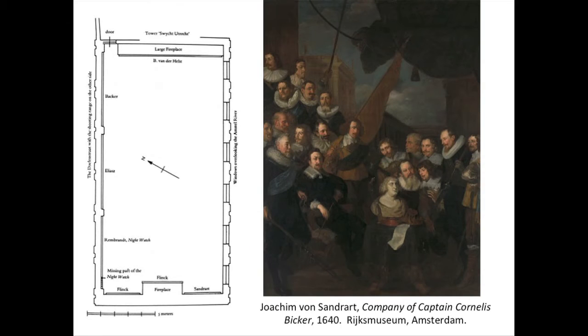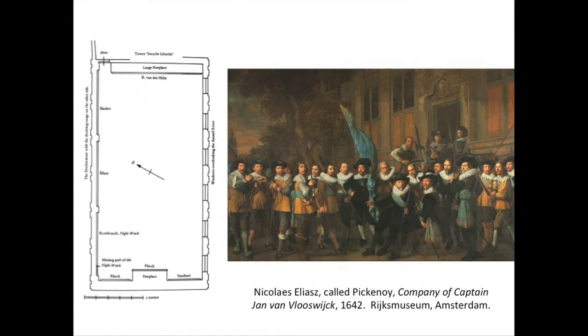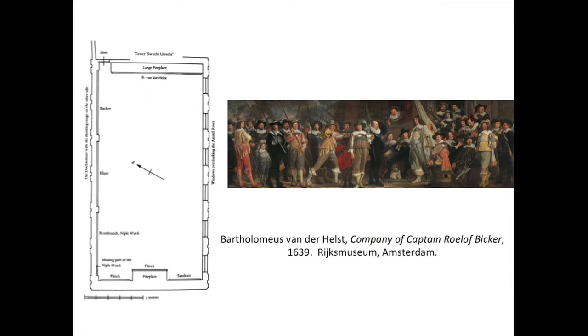Just to show you what the other ones look like, I'm going to go through them very, very briefly, but look at them closely, and you'll see they're very similar to each other. So this is Sandraarts of the company of Cornelis Bicker, Albert Bass's company, Jan van Vloswijk's company, Cornelis de Graaf. He was the wealthiest man in the Netherlands. He was one of the wealthiest men in Europe. Cornelis de Graaf's company, Bartholomeus van der Helst's company, Roelof Bicker's company, and then we're back to Rembrandt.